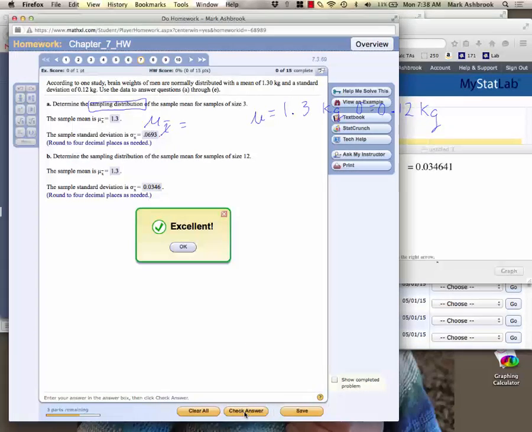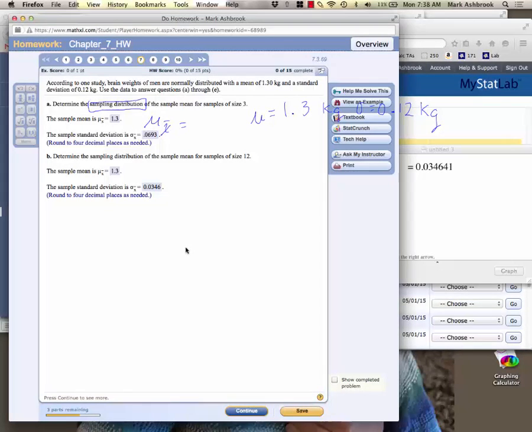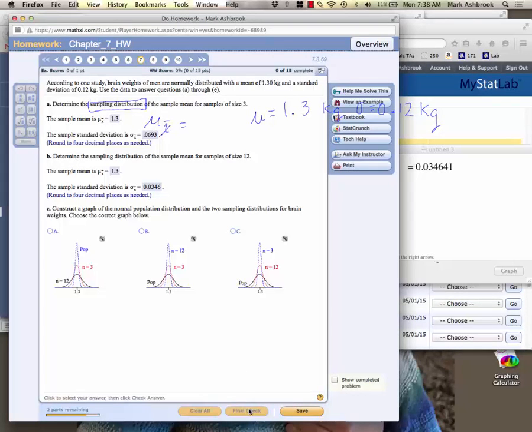Okay, good, continue. Okay, so construct a graph of the normal population distribution with the two sampling distributions for brain weights. Choose the correct graph below. Okay, so do you only get one try on this? You only get one try? So yeah, we really have to think about this.